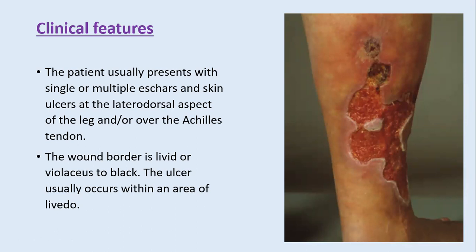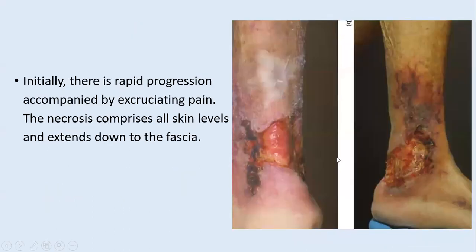Clinical features. The patient usually presents with single or multiple scars and skin ulcers at the laterodorsal aspect of the leg and over the Achilles tendon. The wound border is livid, as you can see, violaceous or black, and ulcers occur within areas of livedo reticularis. Initially, there is rapid progression accompanied by excruciating pain. Then necrosis involves all skin levels and extends down to the fascia.